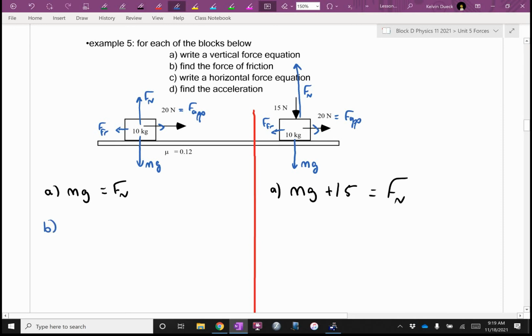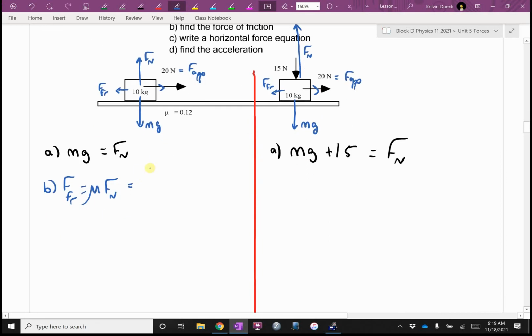What does B want me to find? Friction is what times what? Let's write that down. What's mu? I don't know the normal force. Oh, but look. I know the force the same size as a normal force. In fact, I can even get it right from here. What can I replace the normal force with?